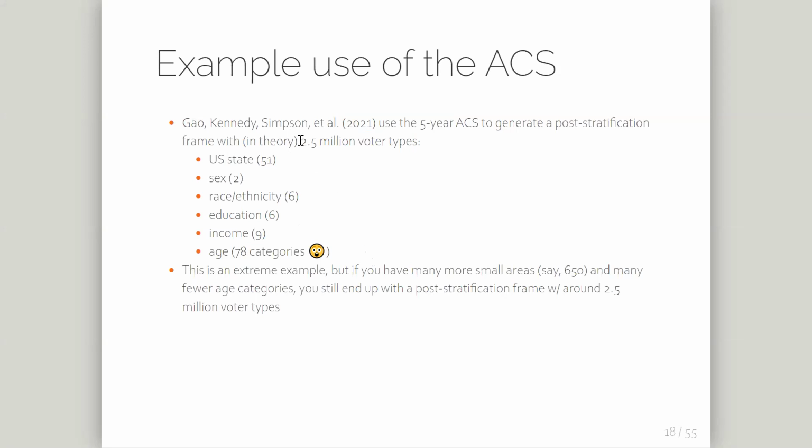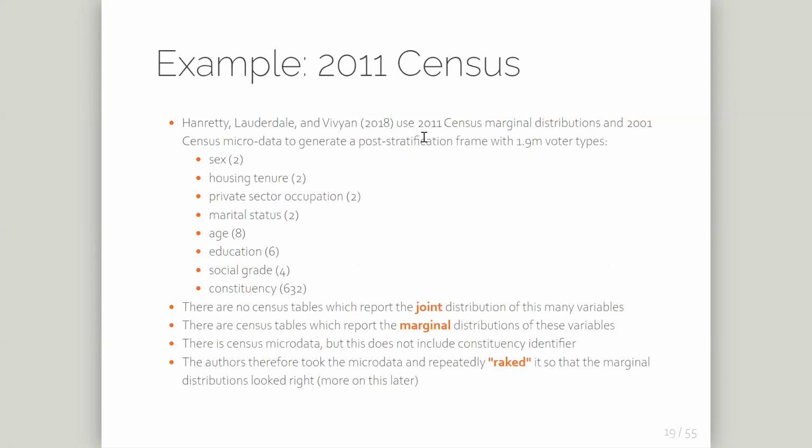But it's not an unreasonable level of complexity in terms of the number of voter types, right? So often when you're dealing with post-stratification frames, you'll have a data frame with 1-2 million rows. That's the US. If we come back this side of the Atlantic, we could think about the 2011 census. So the rules in the UK on microdata are a bit more restrictive. And so certainly when you're thinking about constituencies rather than regions, you can't ever get microdata, which tells you which constituency each census respondent is from.